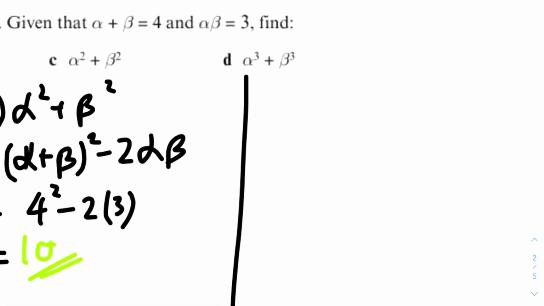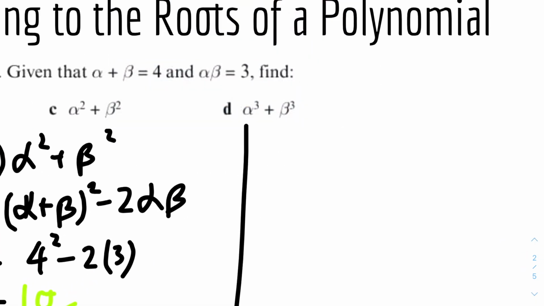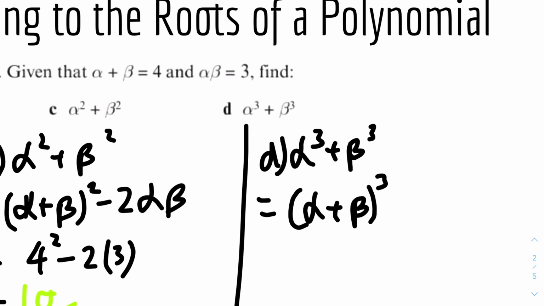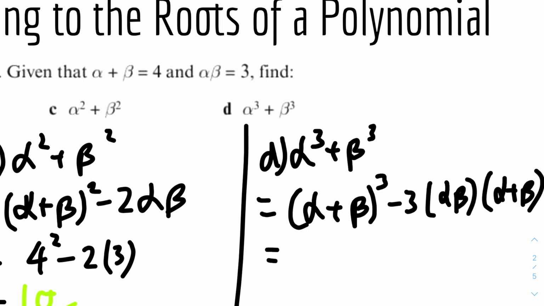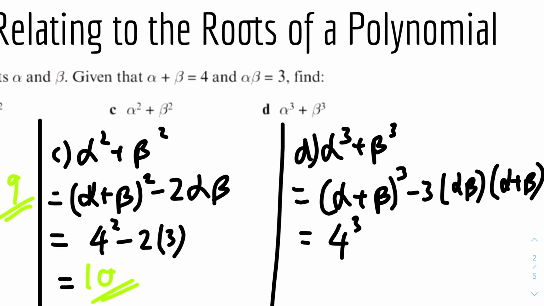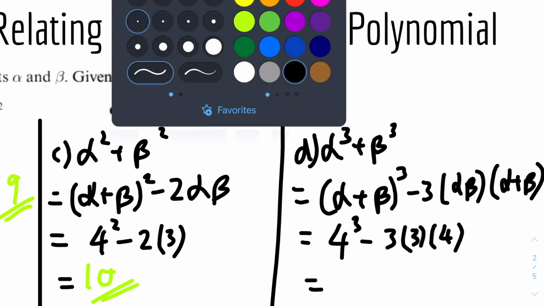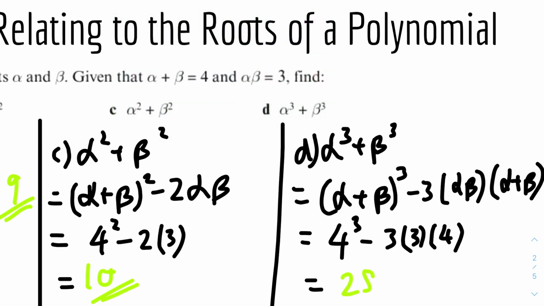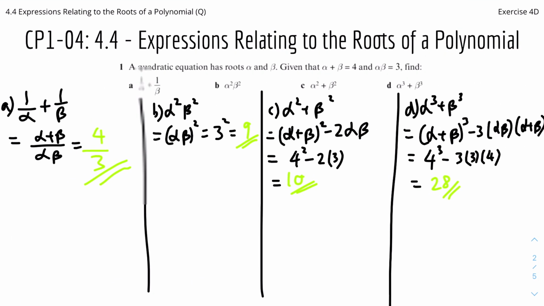And part D, alpha cubed plus beta cubed. We know from last lesson that this is one of the rules. So this is equal to alpha plus beta, everything cubed, minus 3 times the sum of product pairs, which is alpha beta only, times the sum of roots alpha plus beta. And this is equal to 4 cubed, minus 3 times 3 times 4, like so. And this will simplify to 28, because 4 cubed is 64, and minus the rest, like so.